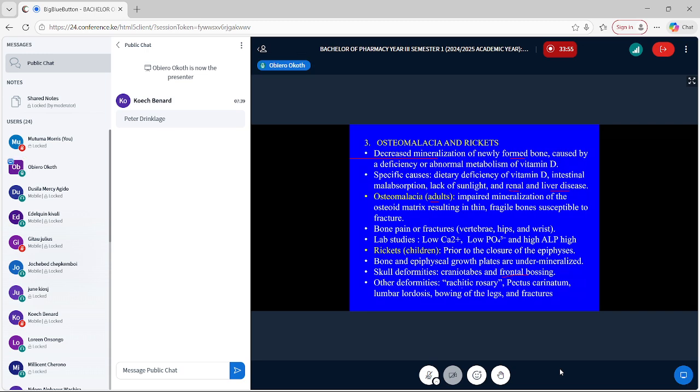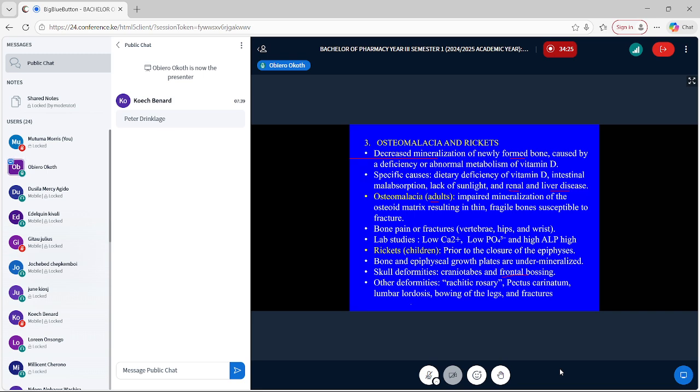Rachitic rosary is when you have a thickening of the osteochondral junction. Pectus carinatum is pigeon chest. Pectus carinatum.